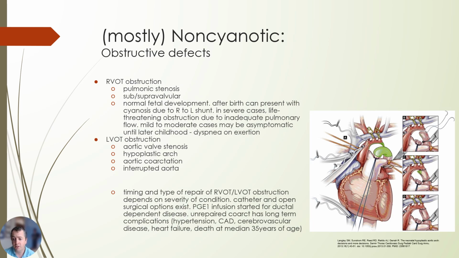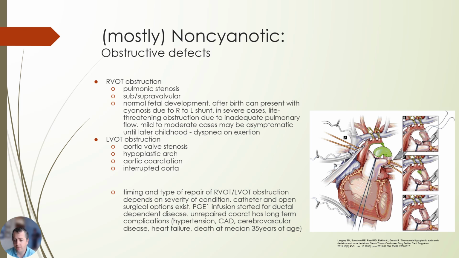Moving from non-cyanotic shunting defects to obstructive defects, so here we have right ventricular outflow obstruction, including pulmonic stenosis or pulmonary valve stenosis. There can also be sub or supravalvular obstructions, for example, pulmonary artery stenosis. Mild to moderate cases may be asymptomatic until later childhood when they have dyspnea on exertion. In severe cases, there may be life-threatening obstruction due to inadequate pulmonary blood flow.